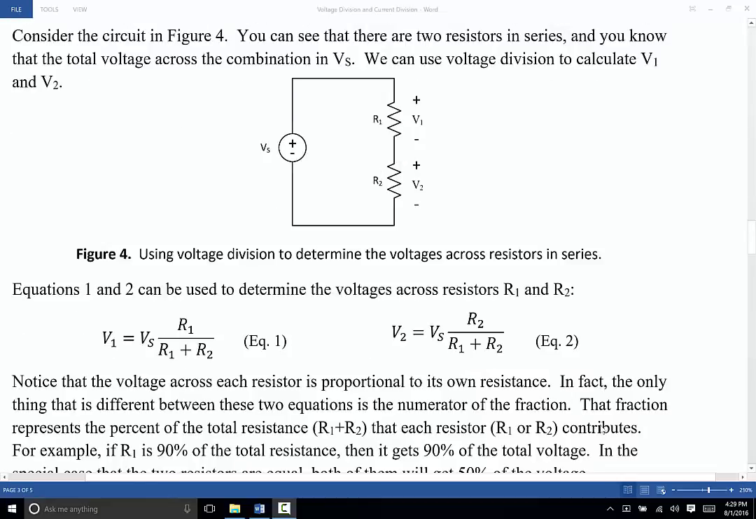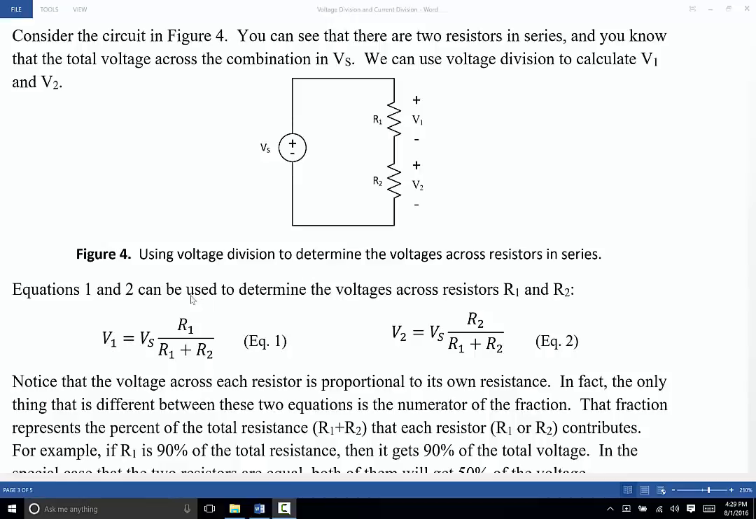And here are the equations that we can use to calculate V1 and V2. It is simply V sub S, the total amount of voltage, multiplied by a fraction. So that makes sense. We're going to get a fraction of V sub S to be V1. The question is, what is in this fraction? And the answer is, it's R1 over R1 plus R2. Well, R1 plus R2 is the total amount of resistance in the series combination. And R1, well, that's the resistance whose voltage we want to know.